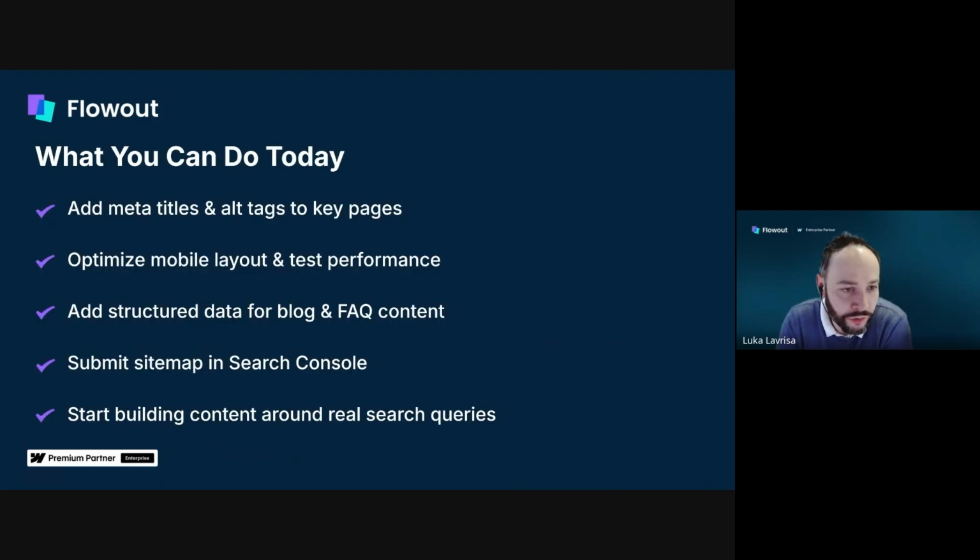So what can you do for today? You can add meta titles and alt text to your key pages. You can optimize mobile and test performance. Okay. You need to always test. You can add structured data for blog and FAQ content.